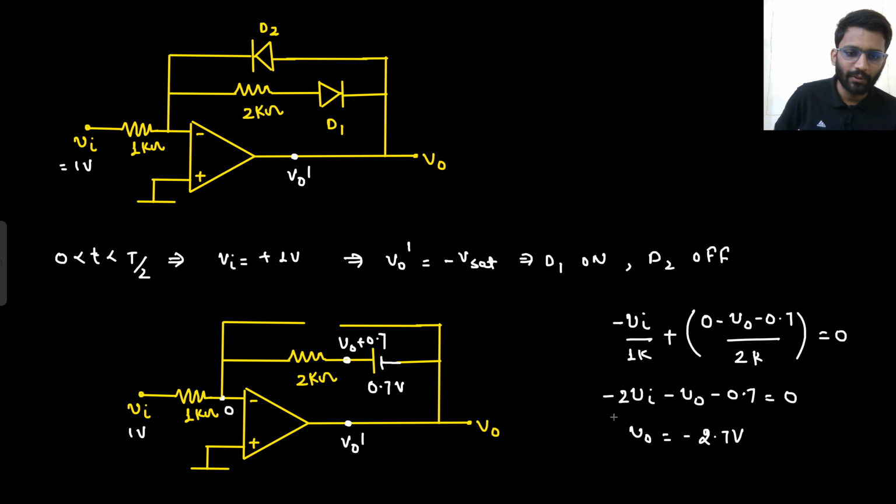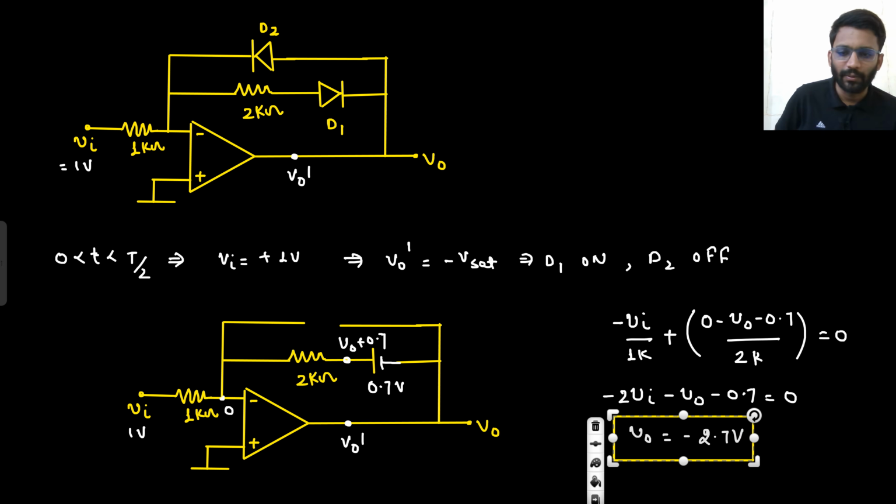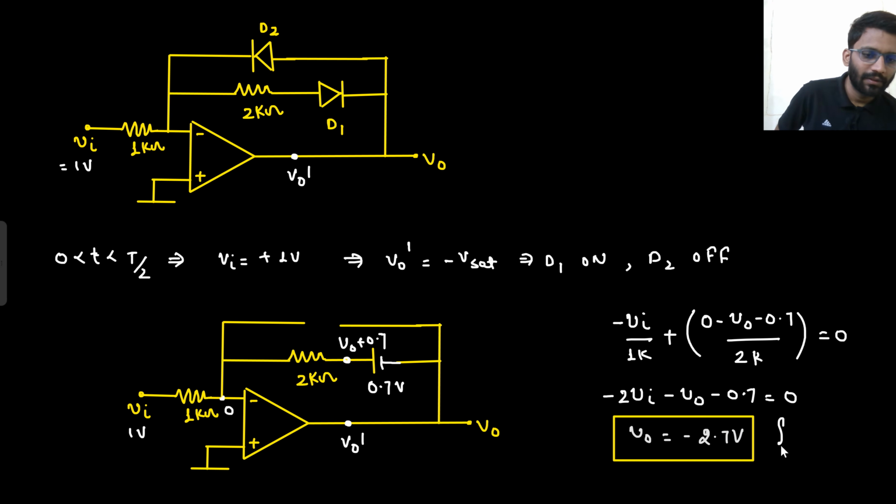So for 0 to T by 2, V naught is minus 2.7 volt. Now you will check for T by 2 to T.